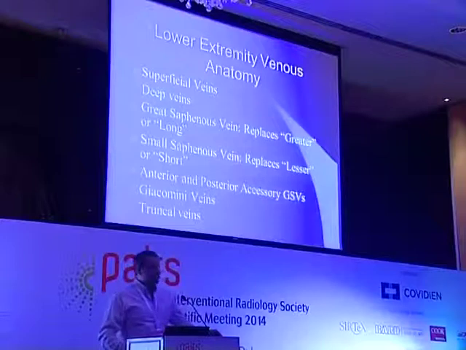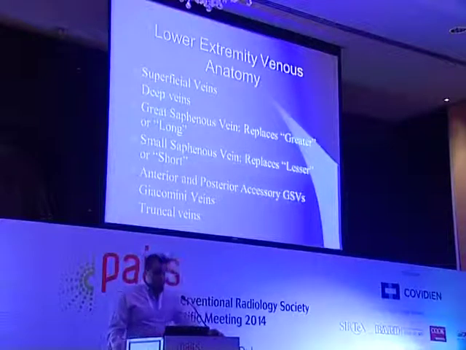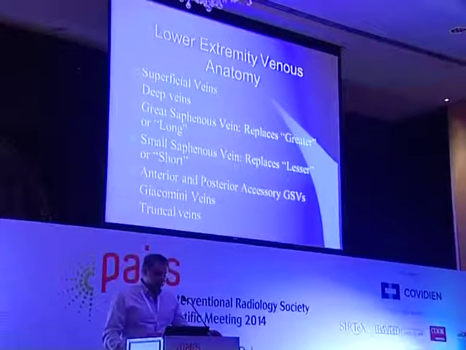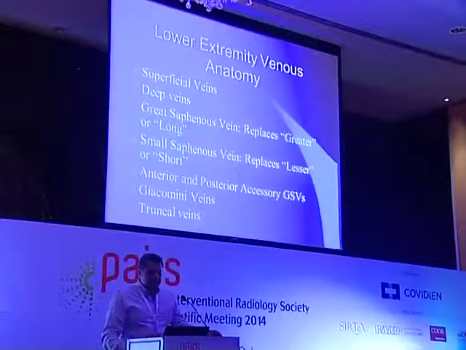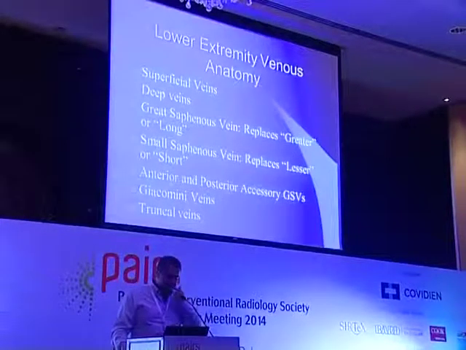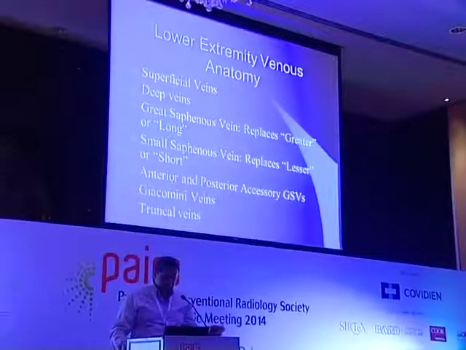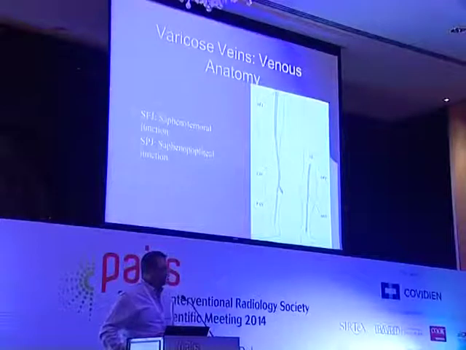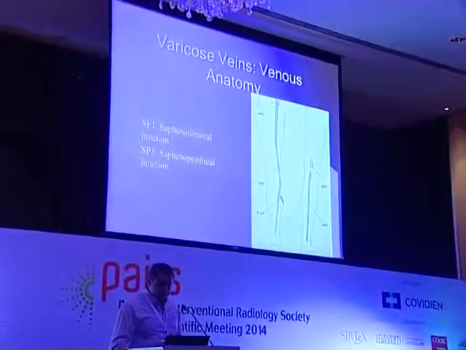Now, in the nomenclature of that consensus I showed earlier, we came to the conclusion that the anatomy is supposed to be called as such from now on: superficial veins, deep veins. The great saphenous vein now replaces the greater or the long saphenous vein. The small saphenous vein now replaces the lesser or short saphenous vein. We have the anterior and posterior accessory trunks or accessory greater saphenous veins, the veins of Giacomini and the truncal veins. Now, two important landmarks in the superficial venous system is the saphenofemoral junction.